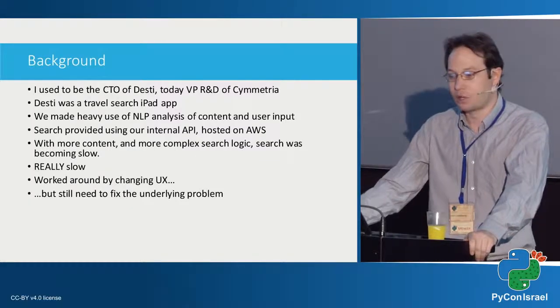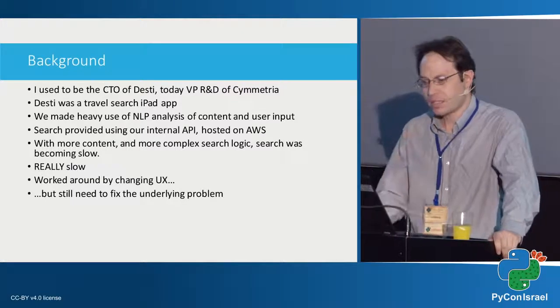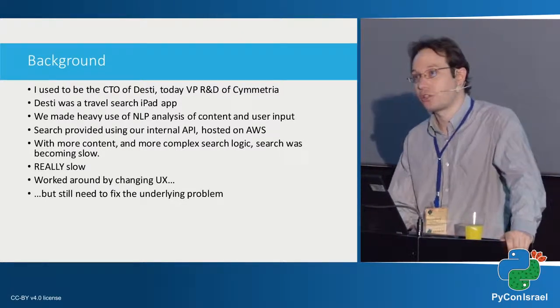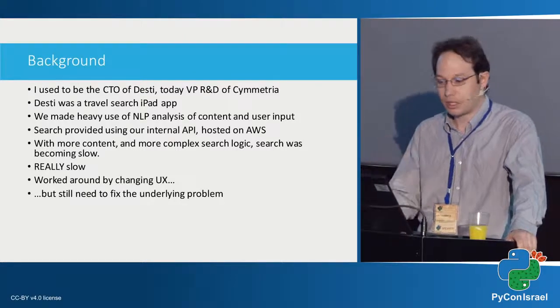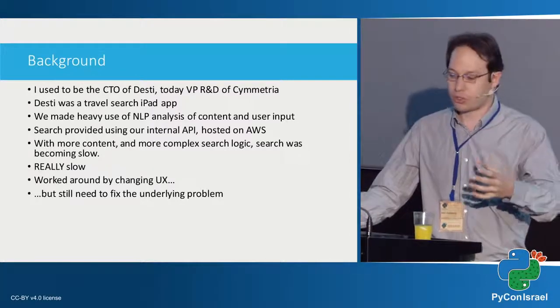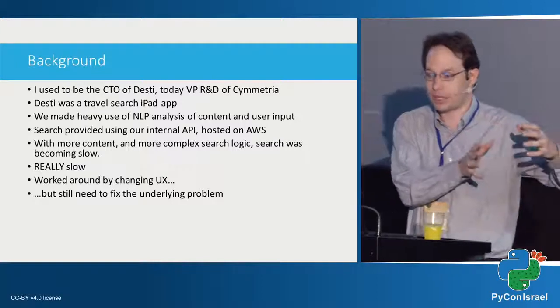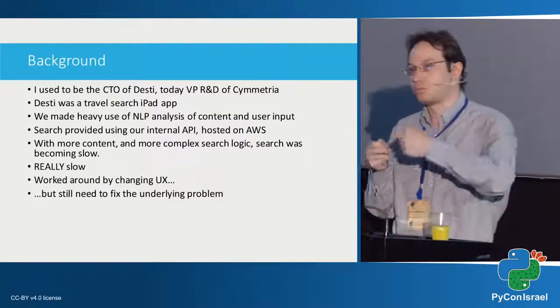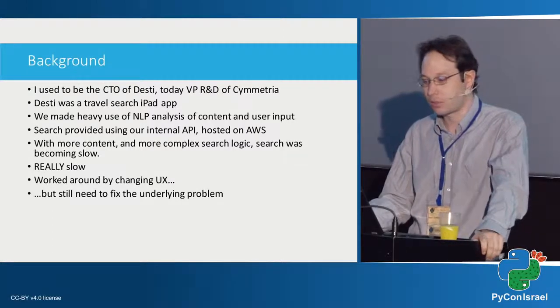I used to be the CTO of Desti. Today, I'm the VP R&D of Symmetria. Desti was a travel search iPad application, and we did a lot of natural language-based search. That was our input. Our search actually worked with our internal API. The iPad application would provide the natural language input into our backend services, which were hosted on AWS.